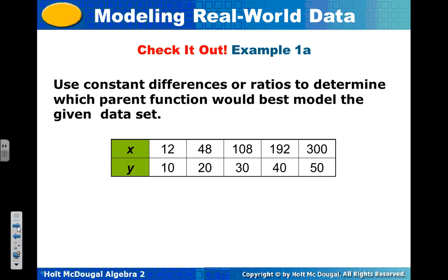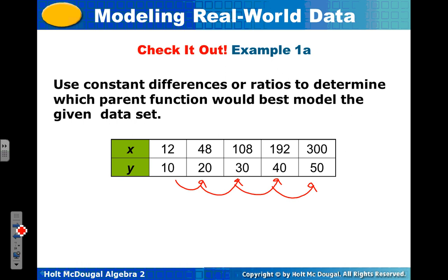All right, when you go to the next one, it says, excuse me, this one's 1A continued. No, that's example 1A, I'm sorry. All right, so if you look at the y values this time the y values are evenly spaced. 10 to 20, that's up 10. 20 to 30 is up 10. 30 to 40 is up 10. 40 to 50 is up 10. So this is where we would be looking for a square root function.